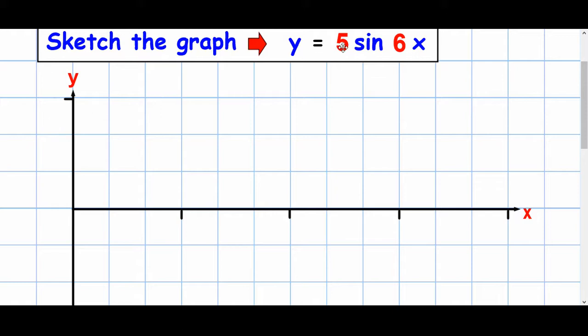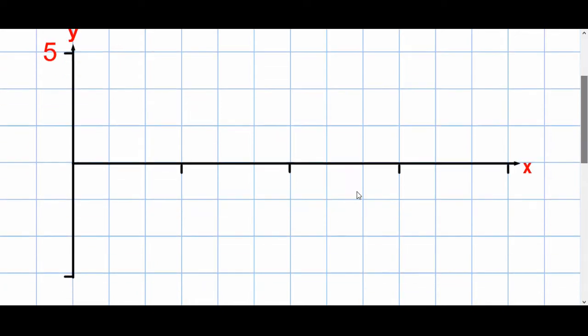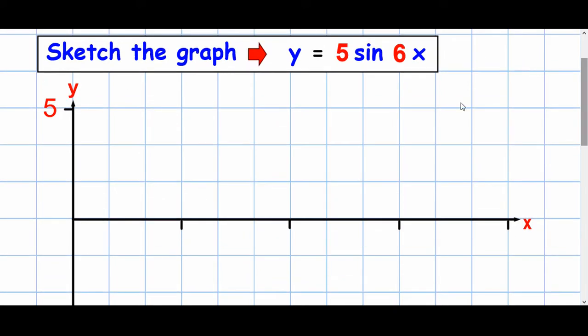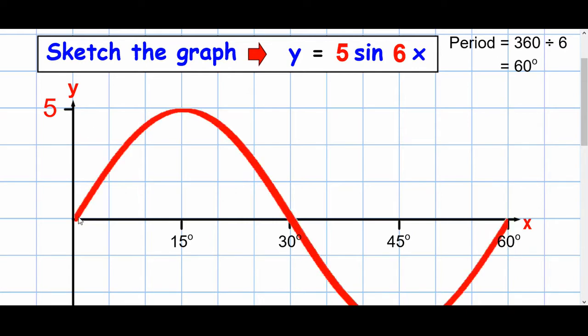Now this 5 at the front stretches the graph up and down, so it'd be a 5 here and a -5 here. And then if we think about the 6 to get the period of the graph, like when does one wave finish, if you take 360 divided by 6, that'll give you 60. So you can put 60, 30, 15, and that'll be 45. Then just draw a normal sine wave and you're done.